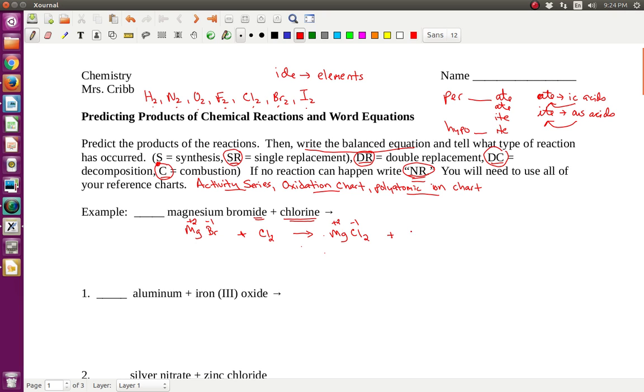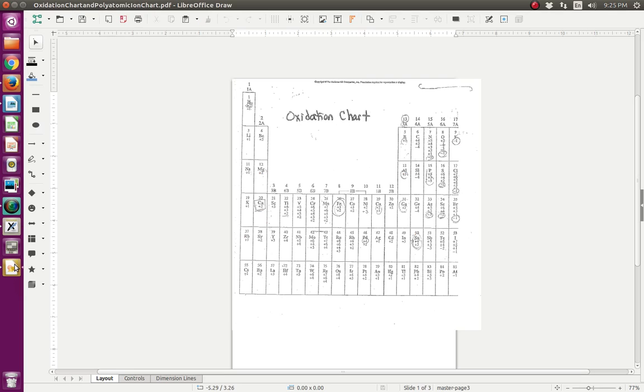And then we have bromine over here, and bromine is one of those diatomic elements, so bromine also has to have a subscript of 2. Now notice, chlorine replaced bromine. Chlorine replaced bromine. And if you want to look on your activity series, you can see if that is a possibility. I'm going to pull one up.